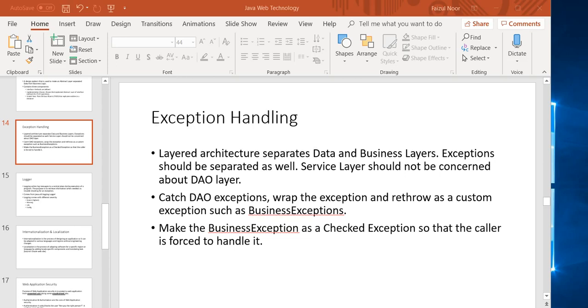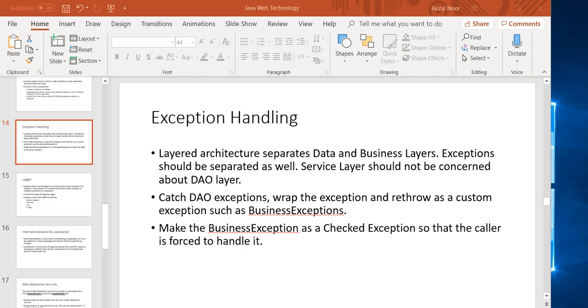Today's tutorial I'm going to touch base on exception handling. We already know what exception handling is. That means in an application some error may happen or some exception may happen, but we have to handle it so that the application doesn't crash and the user knows what happened.